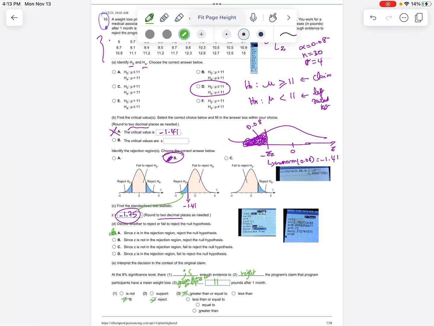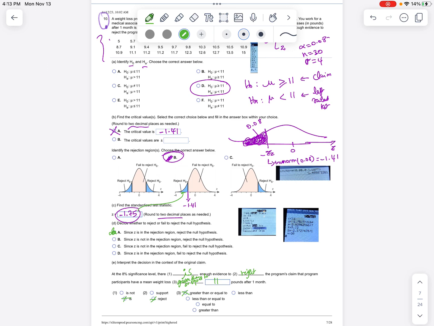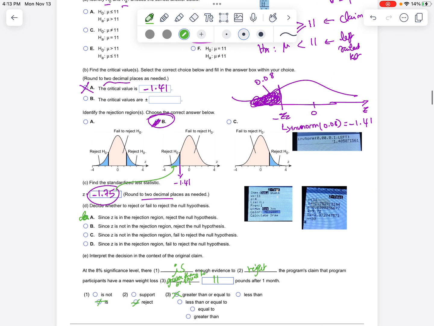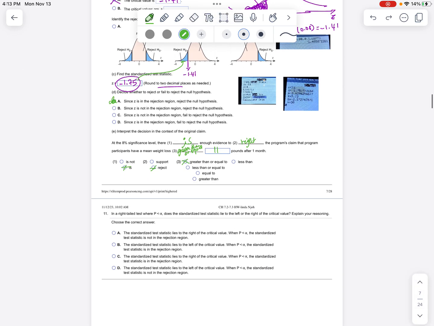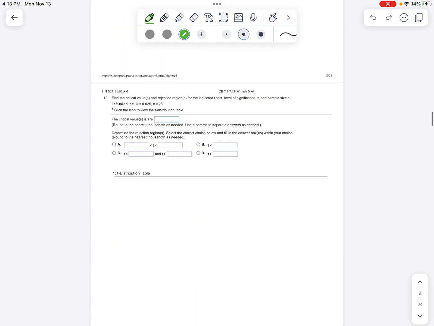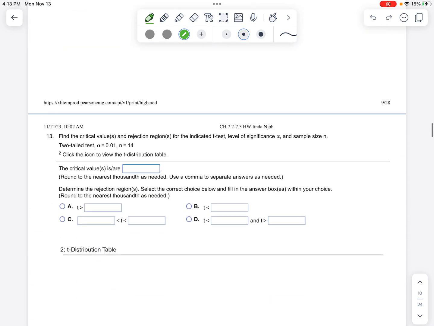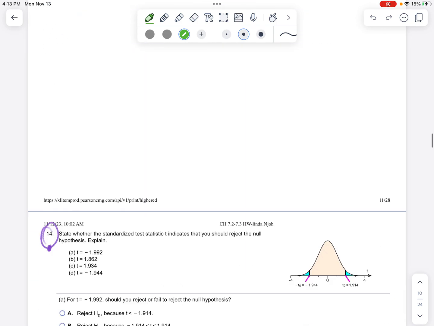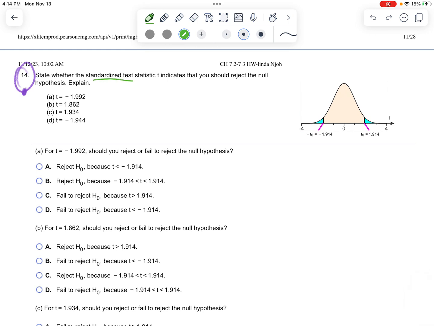Okay, here it is. That's that. This is what we have. That's number 10. That's 10. 11 you can do on your own. 12 you can do on your own. 13 you can do on your own, finding critical values. Let's do 14 really quickly. State whether the standardized test statistic indicates that you should reject the null hypothesis. Okay, so there goes your critical values.